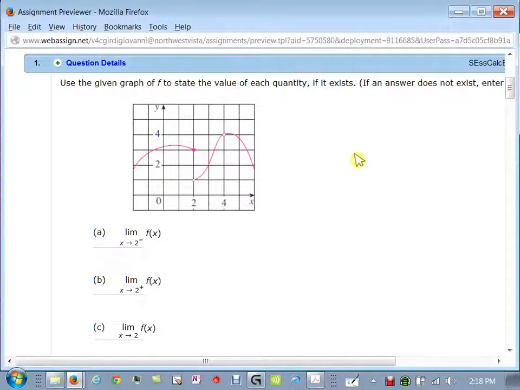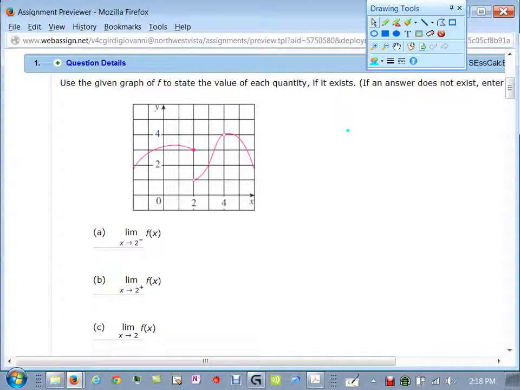So I would like to know what the limit as x approaches 2 from the left side, remember that means from the left. So let me get to 2 first. Here's an x value of 2. What I want to do is walk along the function from the left and approach that imaginary dotted line where x is 2. And when I get closer and closer to that, I want to know what the y value of the function is getting close to. And it looks like it's getting close to 3. So that would be 3.